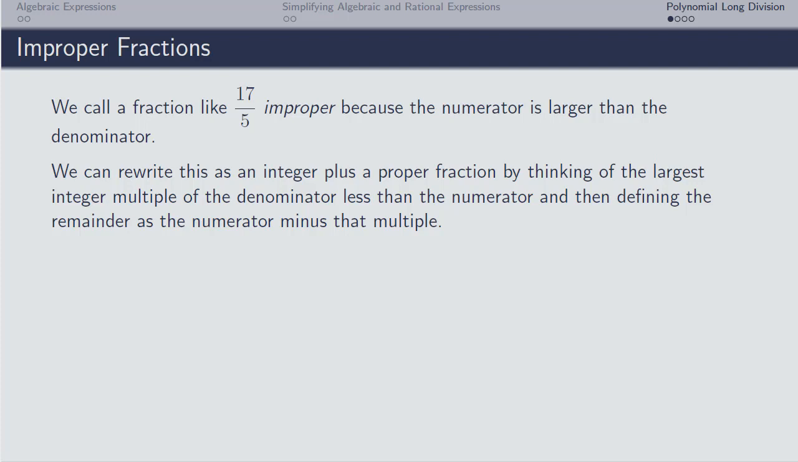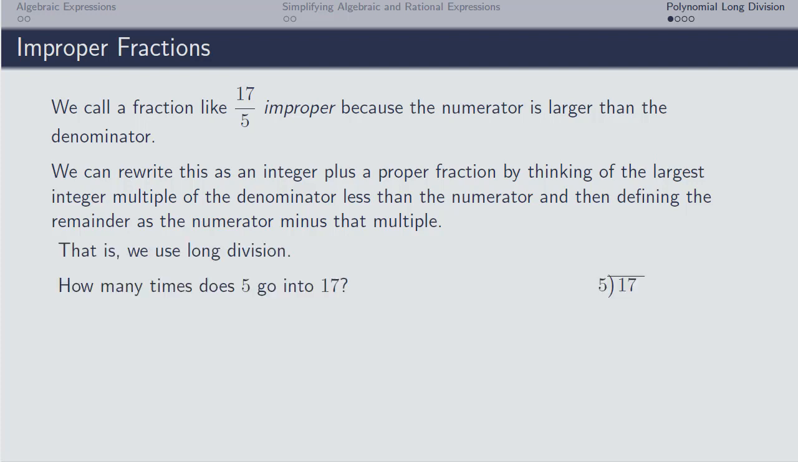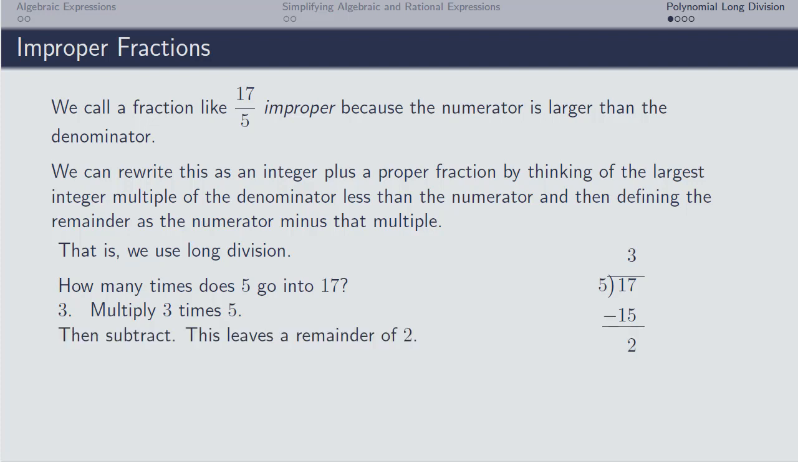The way we do that is by thinking of the largest multiple of 5 that is less than the numerator. That is, we use long division. So how many times does 5 go into 17? That would be 3 times. So I take 3 and multiply by 5, and then I write that below the 17. That is 15. And then I subtract. When I have 2 left over, that is known as my remainder. So I'm going to write 17/5 as 3 plus 2 over 5. Please do not write that without the plus sign.